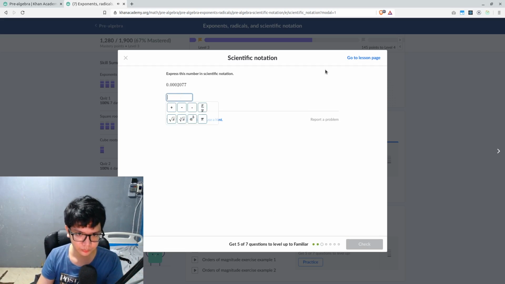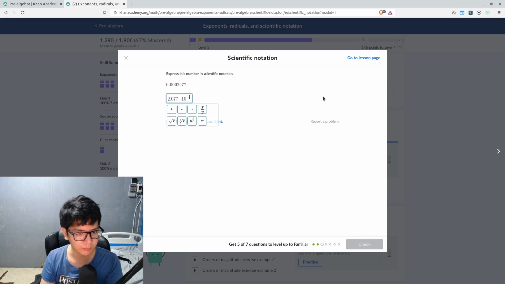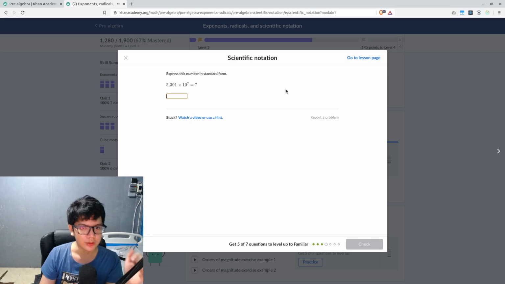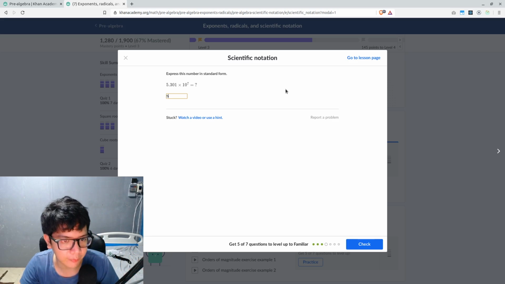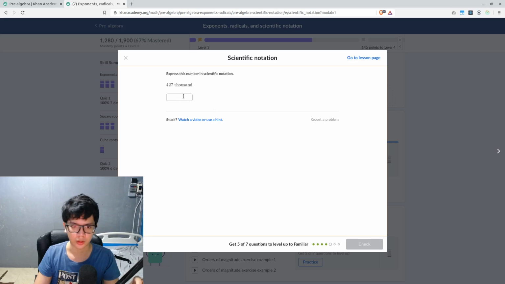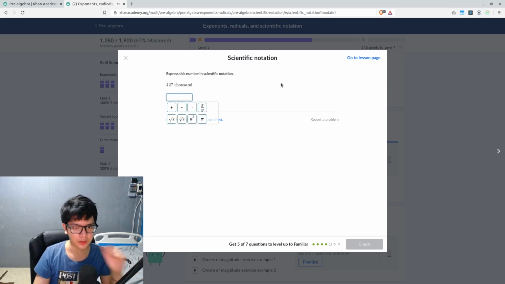Yes. 2.77 times 10 raised to negative 4. Express this number in standard form. Express in scientific notation.